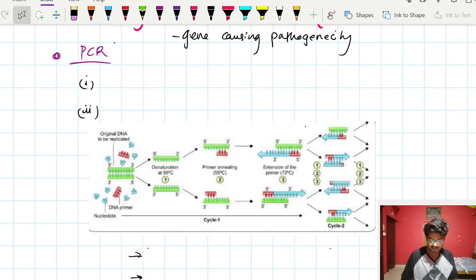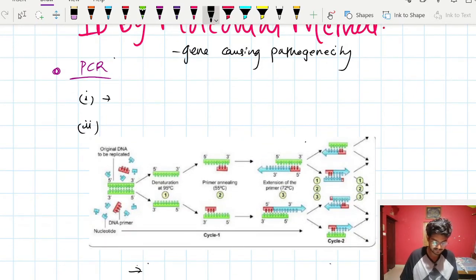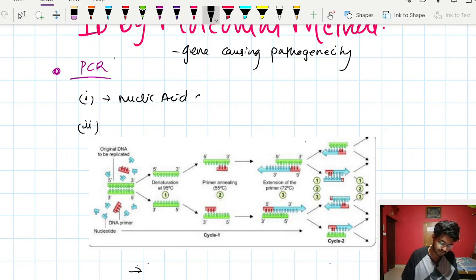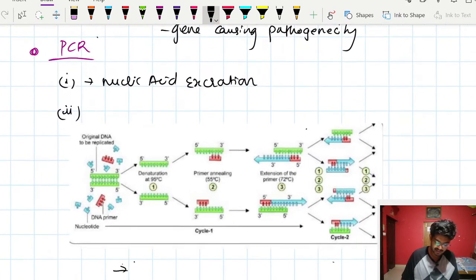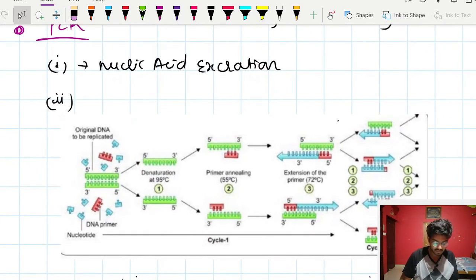So in PCR there are mainly three procedures. The first one is nucleic acid extraction. We already know what we mean by nucleic acid extraction. We expose the cell to various enzymes, lytic enzymes and polyethylene glycol, etc., and protease, lipase, etc. So what happens is that we get the nucleic acid alone. So the first one is nucleic acid extraction.